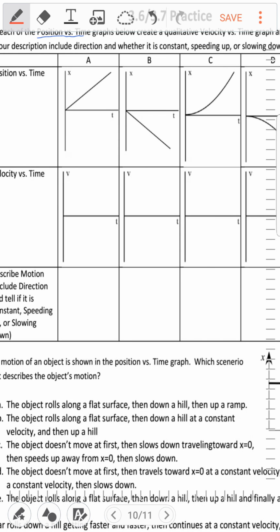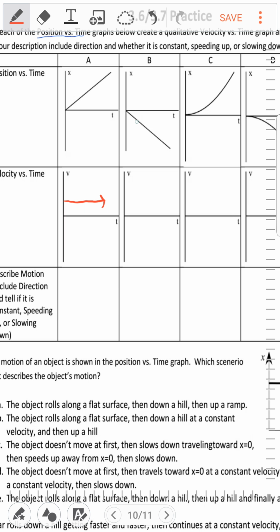So this number here is not getting higher and not getting lower. So the line is going to stay flat, because it's my velocity. I come over here and draw a flat line, and it's in a positive direction. So it's staying constant in a positive direction. This is positive velocity, this is negative velocity.